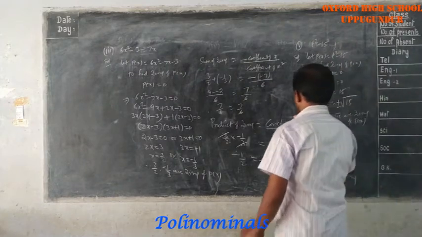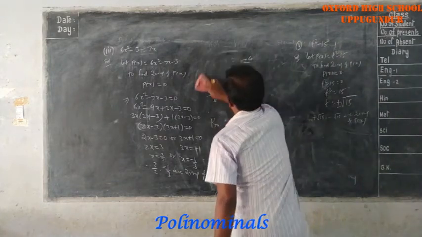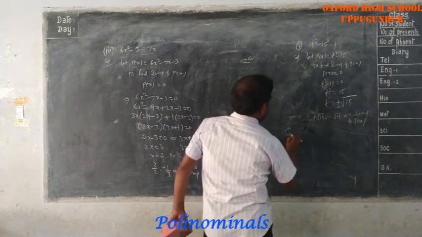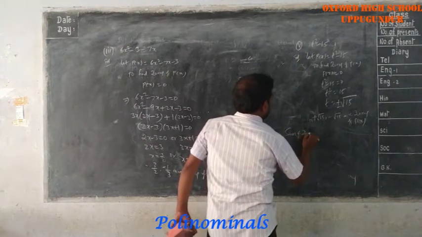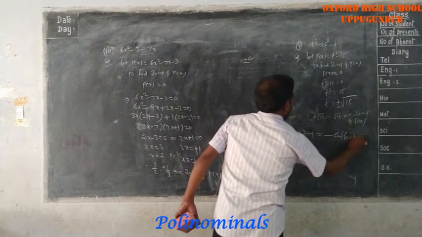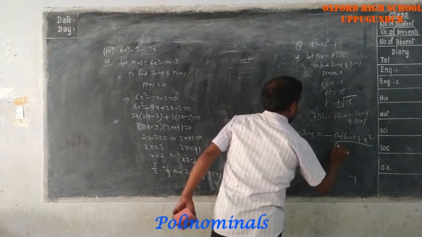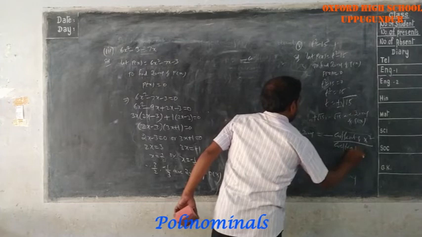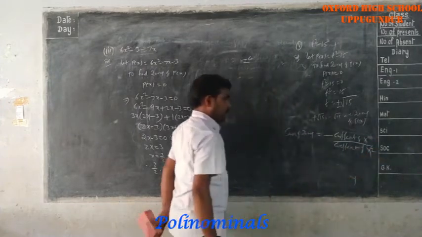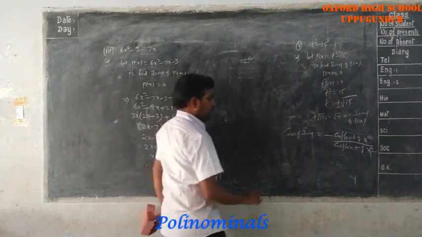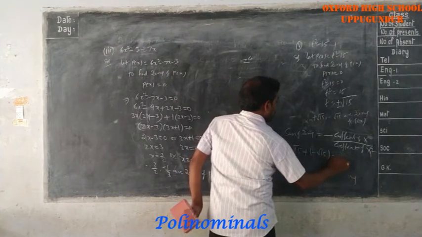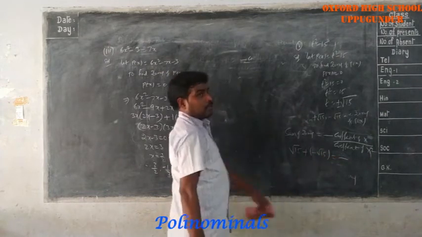Now sum of zeros and product of zeros. Sum of zeros equal to minus coefficient of x square by coefficient of x. Sorry, minus coefficient of x by coefficient of x square. What is sum of zeros here? Root 15 plus minus root 15 equal to minus coefficient of x.